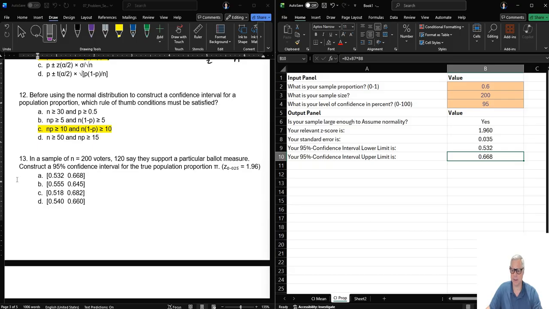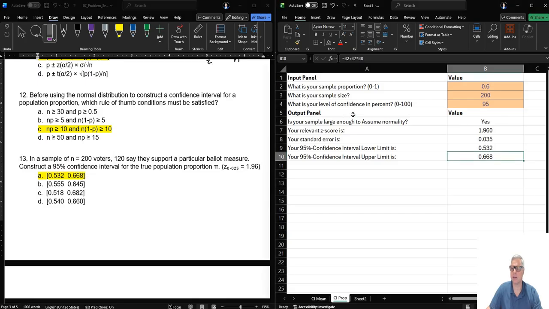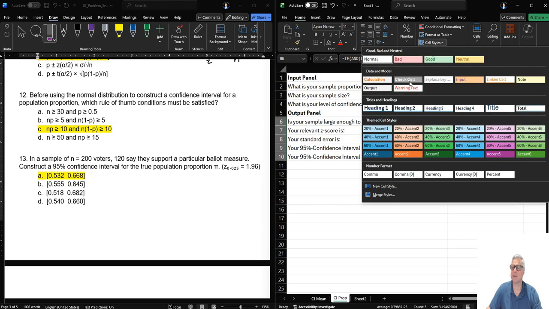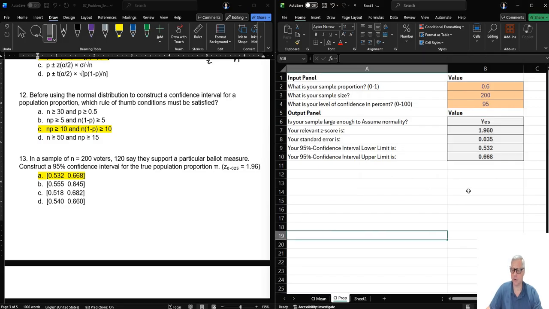And we have a very nice interactive dashboard where we just enter what we need, and then we can get the results right away. And again, we can make that an output panel. So if we want to format the cell style to an output, then we can format it like this.